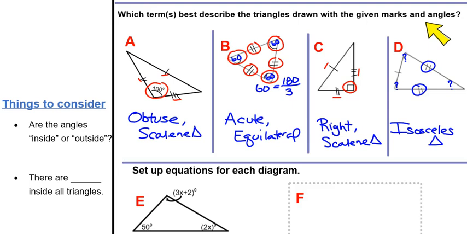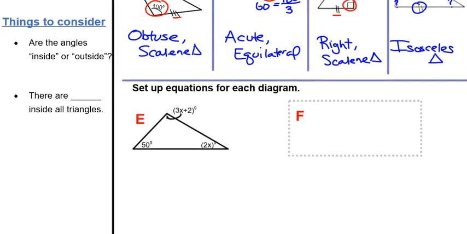Now we're going to move down to the last 2 questions. And for these 2 questions, they ask us to set up equations for each diagram. So again, we are only going to do the setup. And so for these questions, a couple things that we want to consider. Remember, we need to consider, are the angles inside or outside of the triangle? And then we need to remember that there are blank inside all triangles. There are what? There are 180 degrees inside of all triangles.